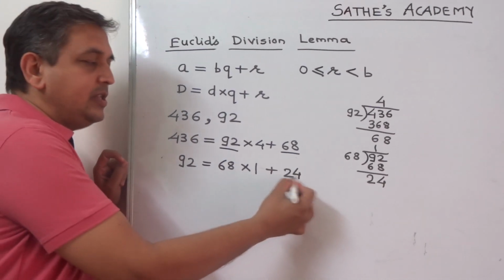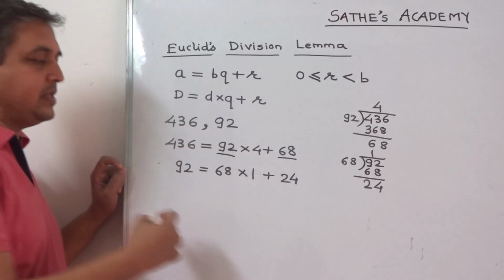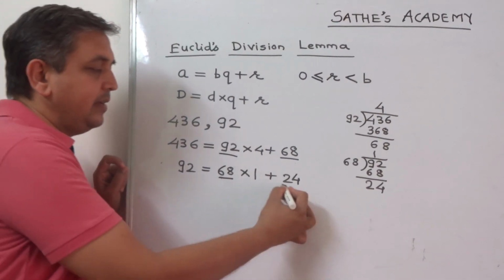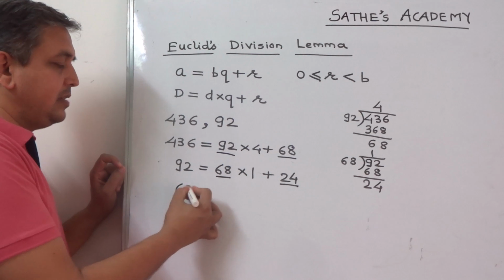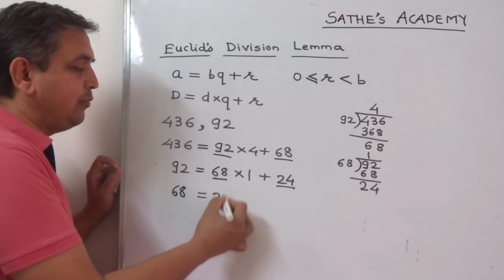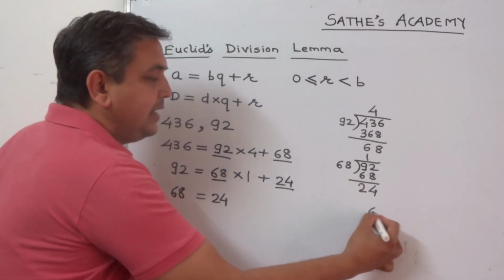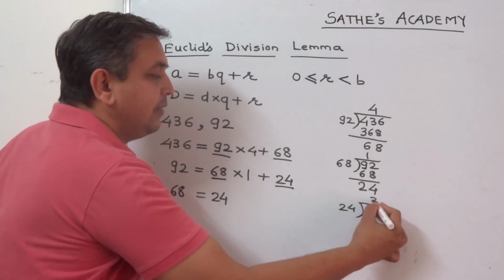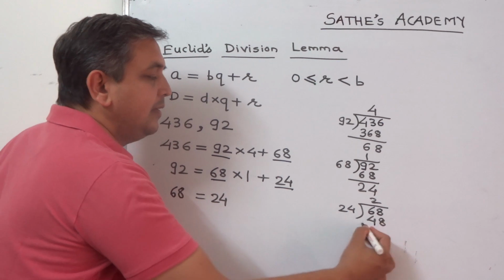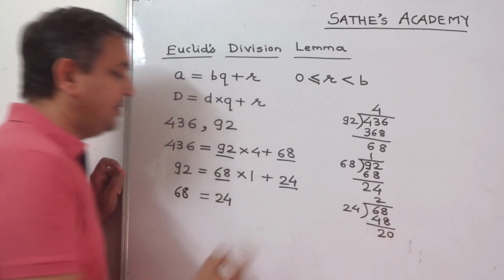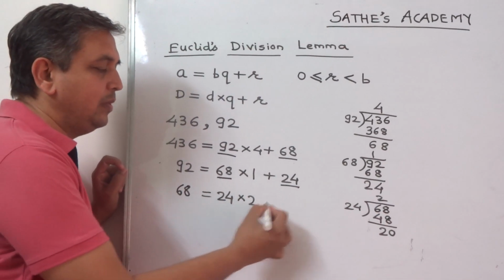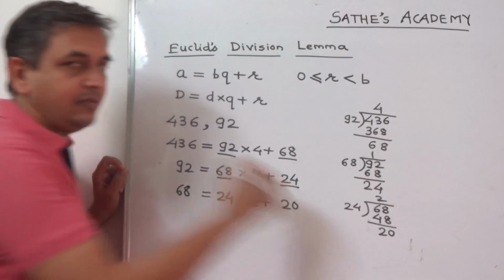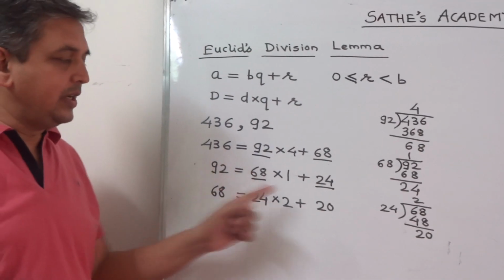Now remainder is not 0, so we can continue the process again with the next pair, 68 and 24. So let us divide 68 by 24 to find the quotient. 24 twos are 48. The remainder is 20. So we get 24 into 2 plus 20. So we are getting quotient and remainder.